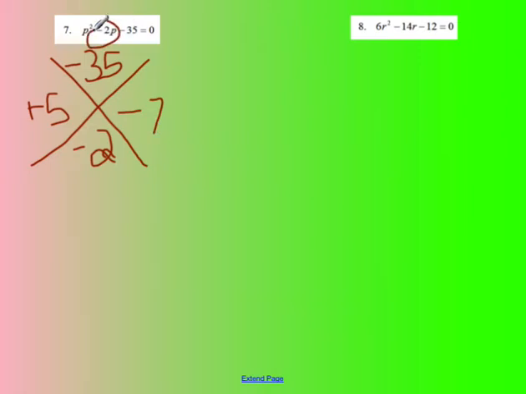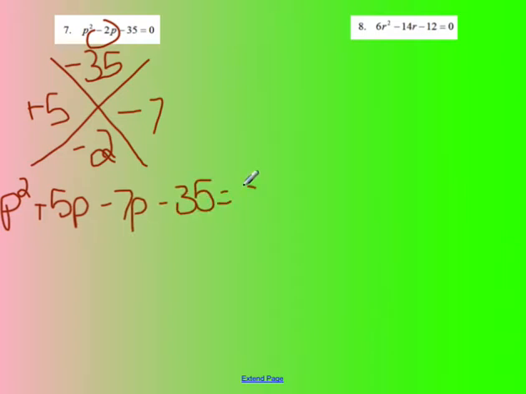So I'm going to use that to split up my 2p. So I have p squared plus 5p minus 7p minus 35 is equal to 0. And now I'm ready to factor by grouping. So between p squared and 5p, I can divide out a p.